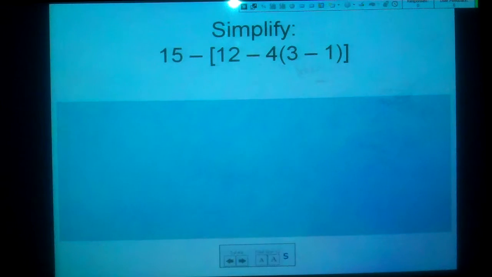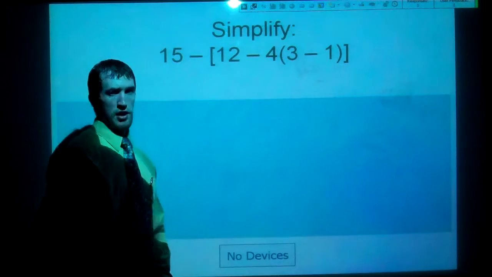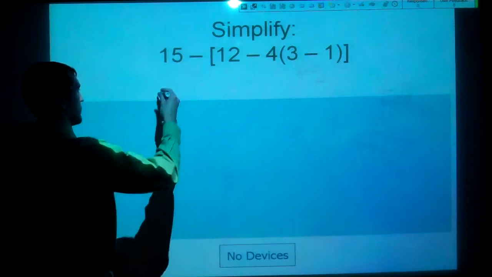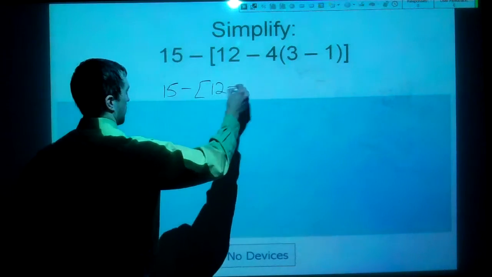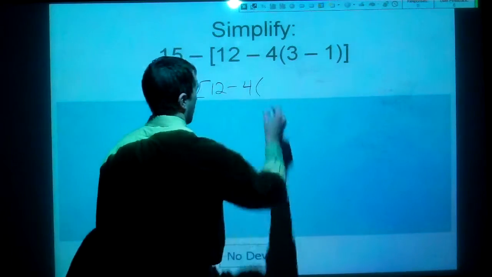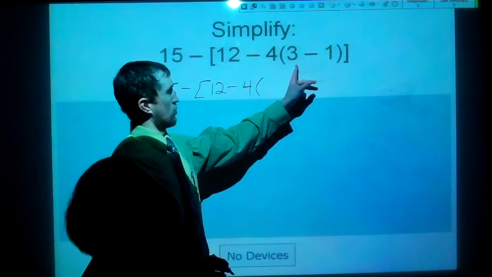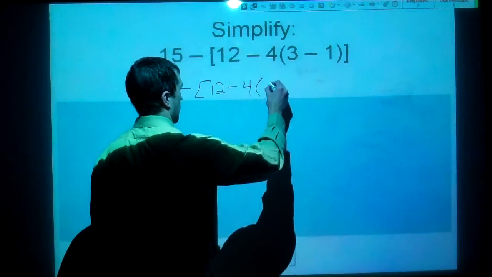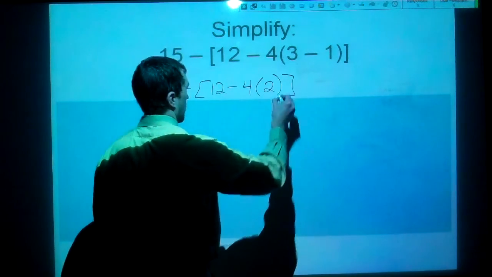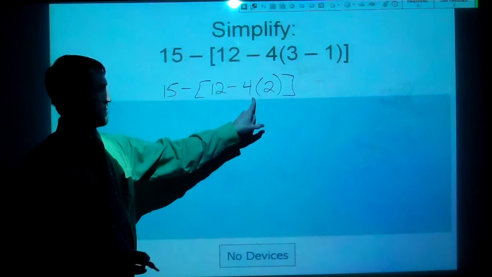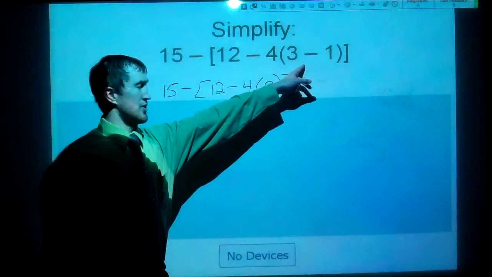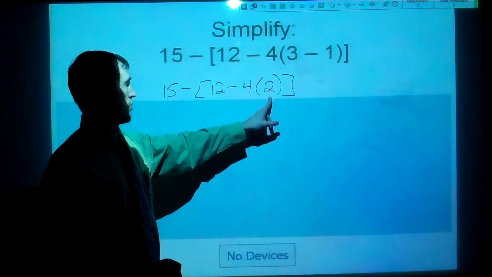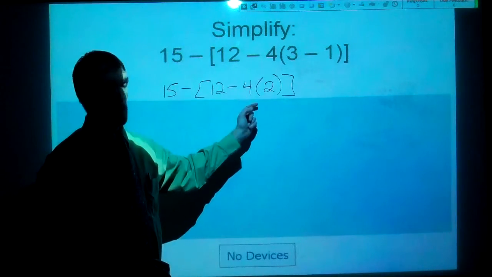Okay, simplify. Here we're going to use order of operations. We're going to start with the innermost parentheses. So 15 minus 12 minus 4. And innermost parentheses is 3 minus 1. So I'm going to do 3 minus 1 first, and I'm going to get 2. Okay? Now this 4 is being multiplied by 2. So when we got 2 in here, this was 4 times whatever answer we got in here. So 4 times 2. We are not going to do 12 minus 4.